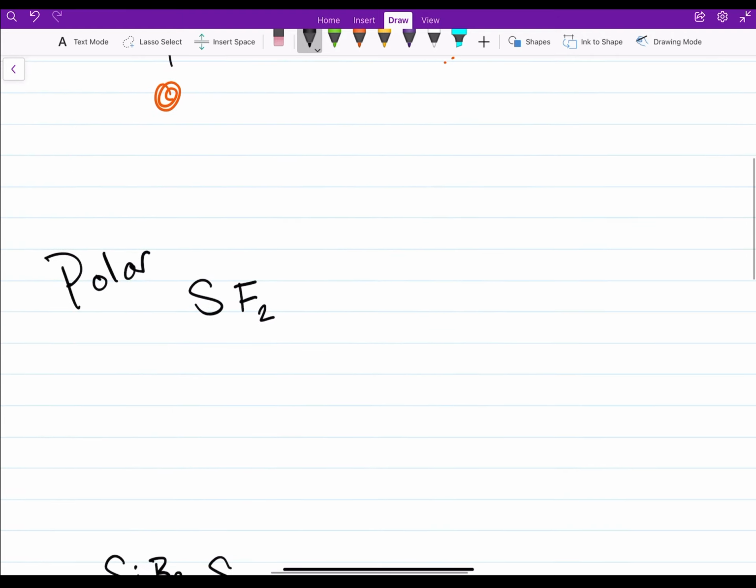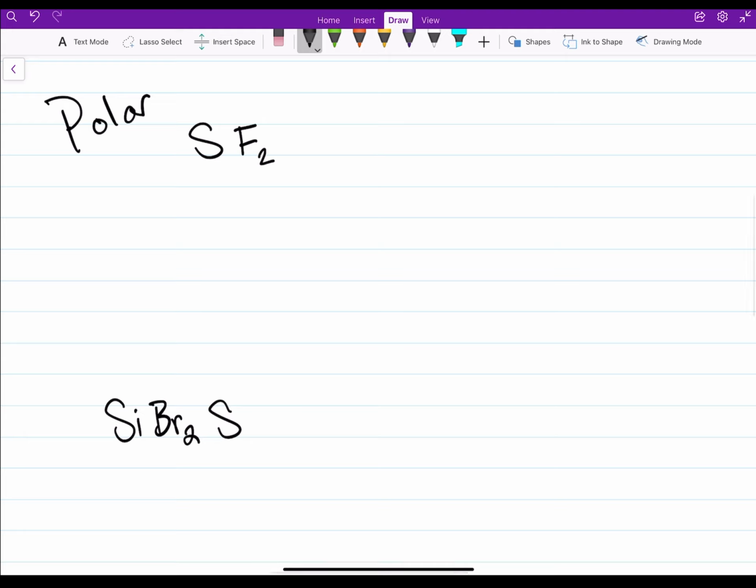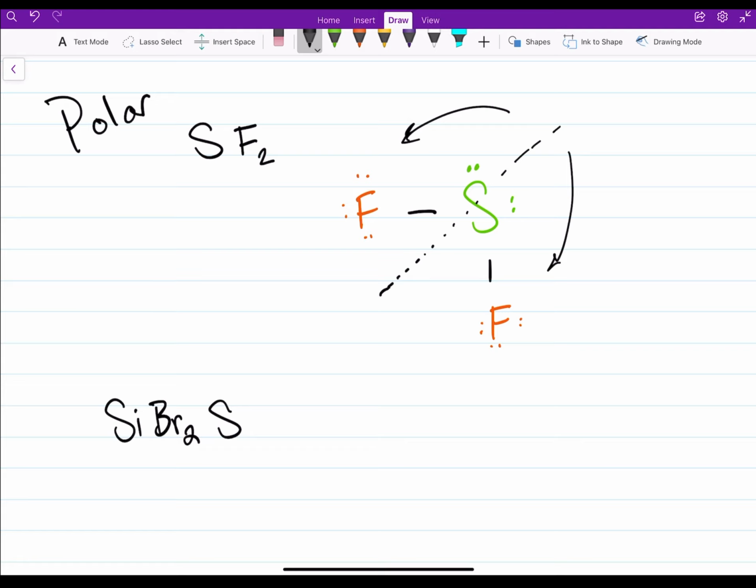Let's look at a couple examples of polar though. Here's one example of polar, which is SF2. For SF2, there are multiple ways to draw this Lewis structure. I'm going to draw it at a 90-degree angle, which is not the correct VSEPR theory, right? This is going to be a bent molecule. So here's our Lewis structure, and this is a bent molecule, and it almost looks symmetrical, right? If we were to have a dotted line here and chop it in half, we could see a little bit of symmetry, right? So it's not enough just to rely on symmetry to tell if something is polar or nonpolar, because that can be very misleading about what's happening.